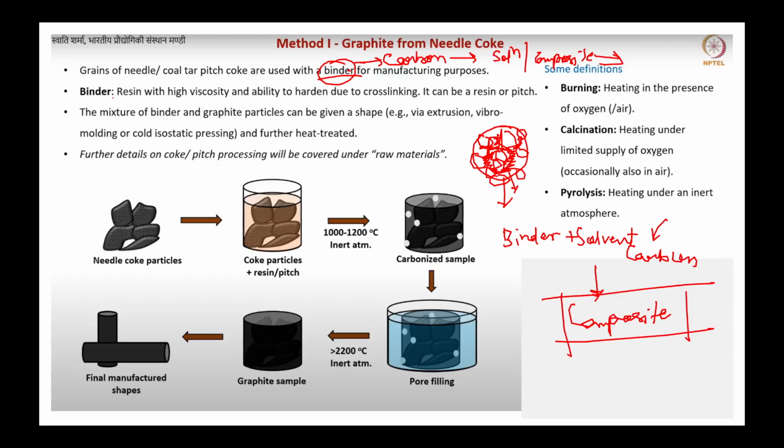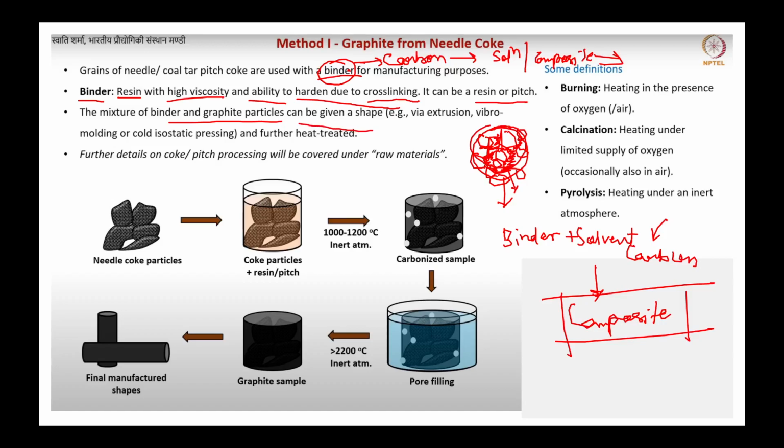Now the binder, again, is what? Resin. Sometimes we also use resin in polymers, with high viscosity and the ability to harden due to cross linking. So it will have some cross linking effect, and that will harden your material. Here all the material will become harder, and all the particles will get properly stuck. So it can be a resin or pitch.